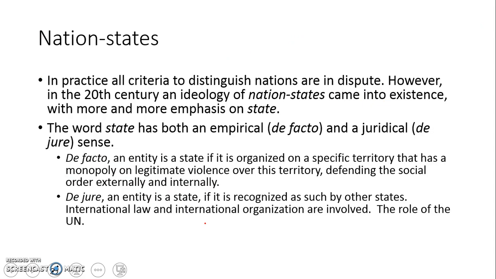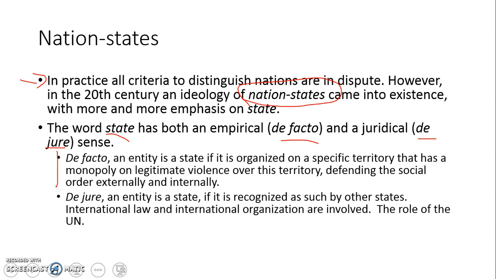Nation states, however, change things quite a bit, or maybe not quite a bit, a little bit. So, as is pointed out here by Slemzinski and his colleague, all criteria to distinguish nations are in dispute. However, in the 20th century, an ideology of nation states came into existence with more and more emphasis on the state part. And the state part has two types of senses or ways of defining it: an empirical or de facto one, and a juridical or de jure sense.